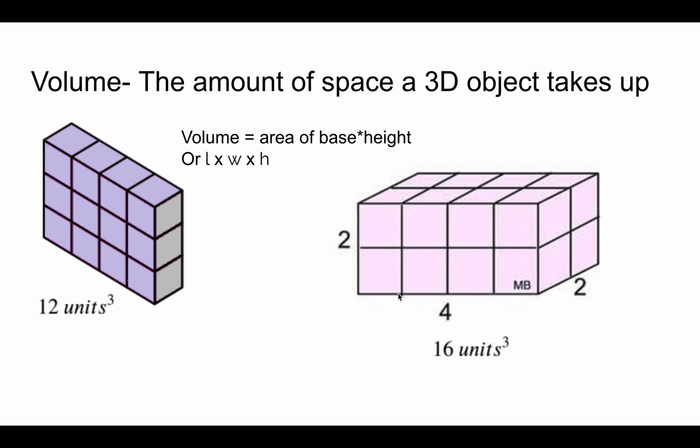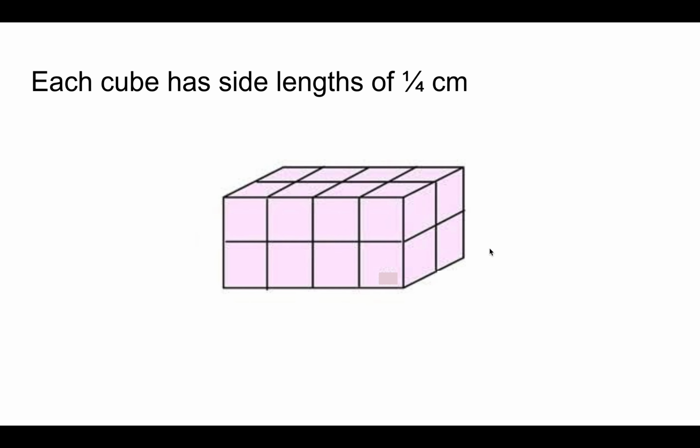Now, not always are my units and my blocks the same size. For instance, if we look at the same picture and say that each cube or each block has side lengths of 1/4 of a centimeter, it makes it a little bit trickier of a problem. So that says that each cube has a length of 1/4 a centimeter, has a width of 1/4 of a centimeter, and has a height of 1/4 of a centimeter.